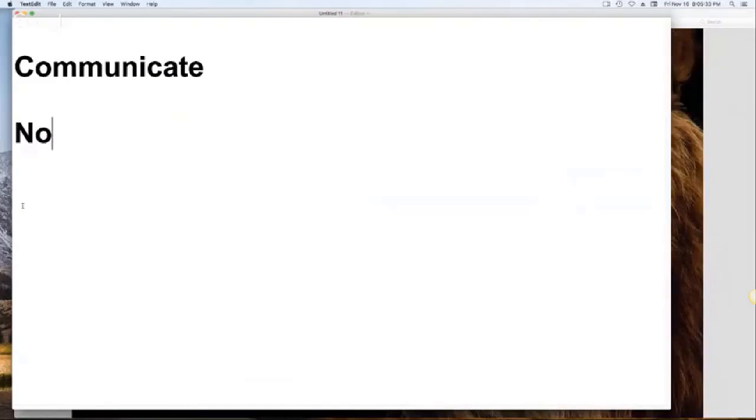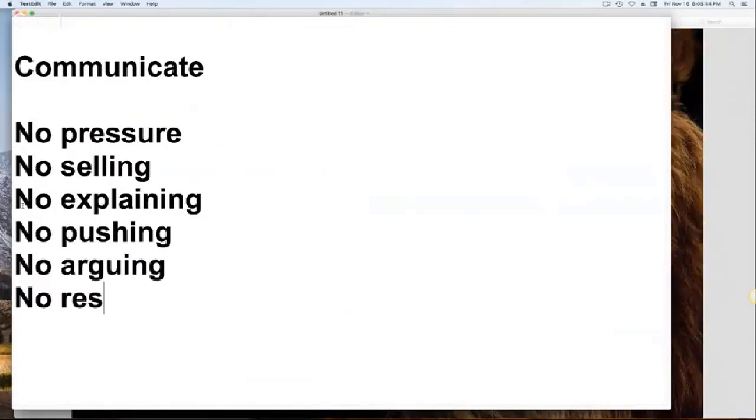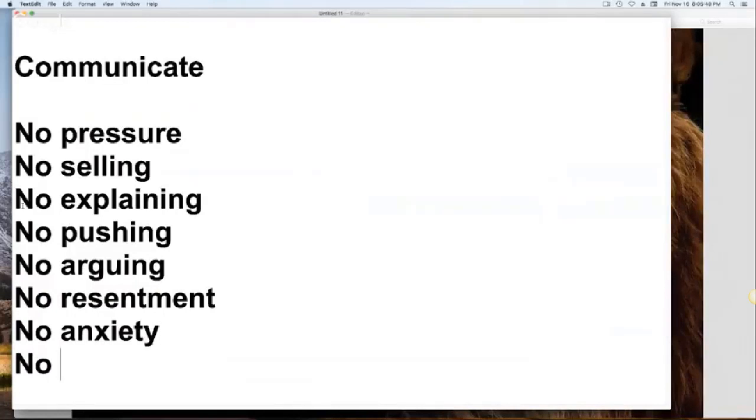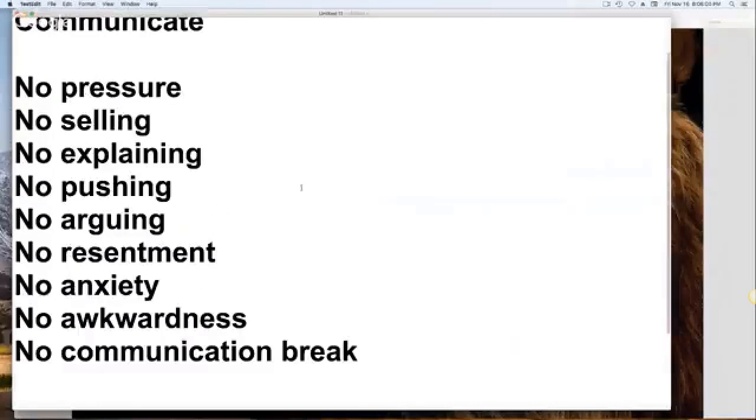When I do it, there's no pressure, no selling, no explaining, no pushing, no arguing, no resentment, no anxiety, no awkwardness. There's no communication breaks. A communication break is when you have a conversation with someone you know, and somewhere along the line it gets a little bit uncomfortable, and then every time you call them after that, they don't answer your phone. I don't want that.